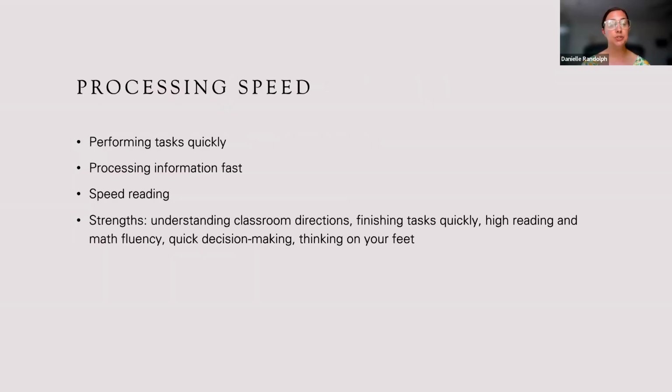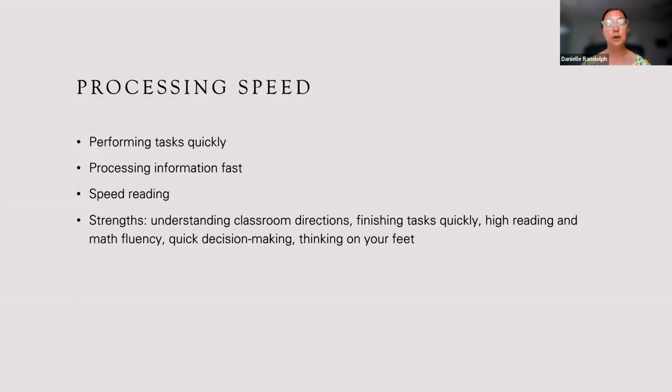Next is processing speed, which is honestly just how quickly you can perform a task. The different subtests on these cognitive assessments are really looking at how quickly you can do something. Sometimes we incorporate hand-eye coordination with some of these tasks, but it's really just this fluency. Like speed reading or math fact fluency tasks, those are what you're looking at for processing speed. If this is an area of strength, then students are able to understand classroom directions and finish tasks quickly. Again, that means high reading and math fluency, quick decision making, and being able to think on your feet.